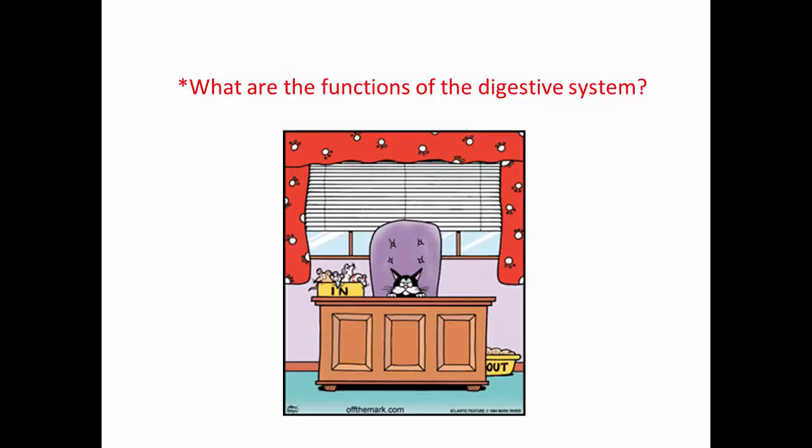So the functions of the digestive system are relatively simple. Essentially, the digestive system is responsible for taking in food, breaking that food down into smaller molecules that our cells can use, absorbing those molecules into our bloodstream so that our cells can have access to them, and then getting rid of waste products, so any stuff that our cells don't use. How do we get rid of that?